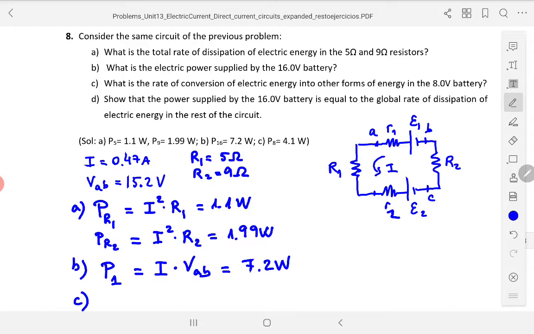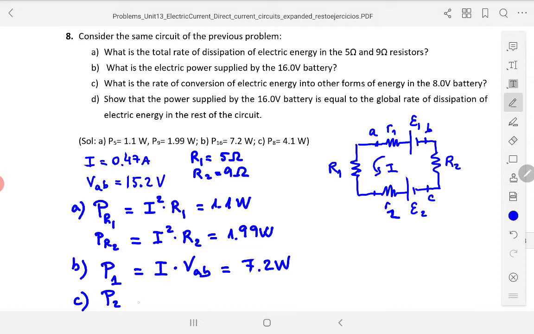Then in C, they're asking what is the rate of conversion of electric energy into other forms of energy in the second battery, because if you remember, the second battery is really withdrawing energy from the system. Because of how it was connected, it was reducing the electric potential for the charges that were crossing it. So P1 is power that is going into the system, P2 is power that is going out of the system.